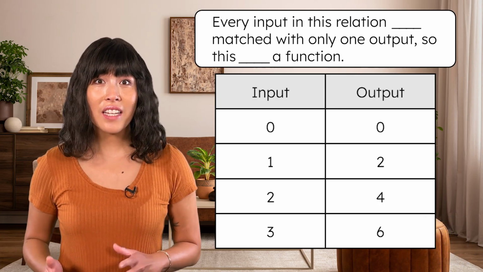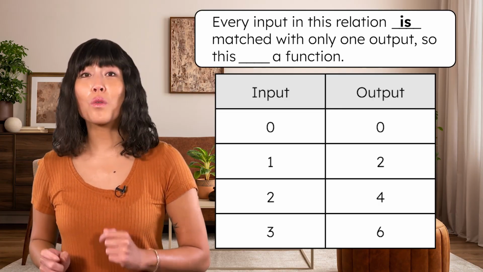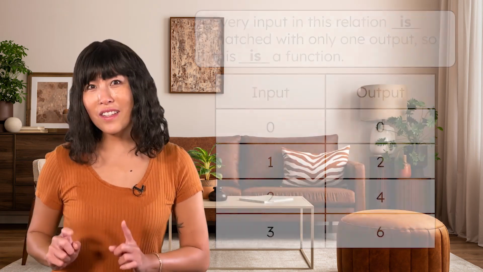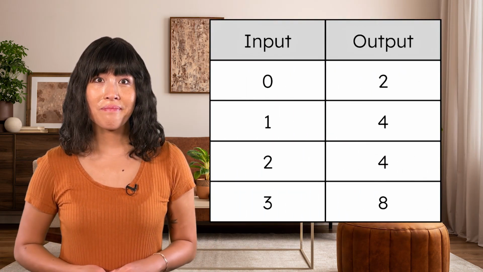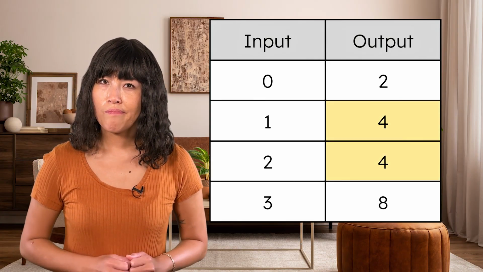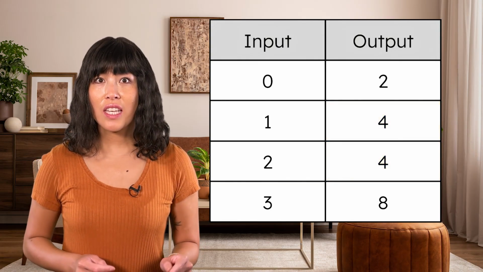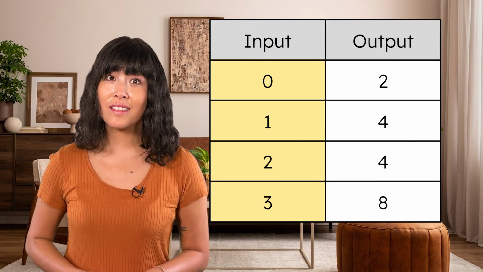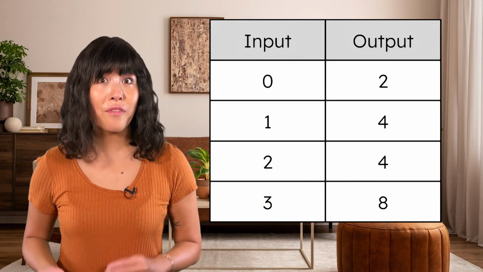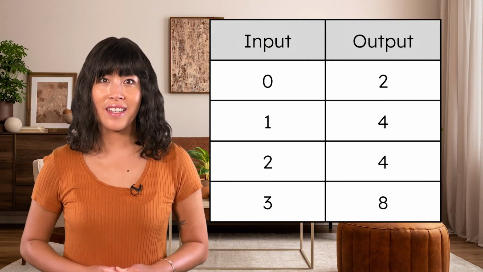The inputs on the left side of this table each only appear once, meaning that every input is matched with only one output, so this is a function. Now consider this table. What do you notice? I noticed that the output 4 appears twice. Can this relation be a function? Well, does each input have one output? Yes, in fact, all of these outputs could be 4, and this would be a function because each of these inputs only goes to one output.